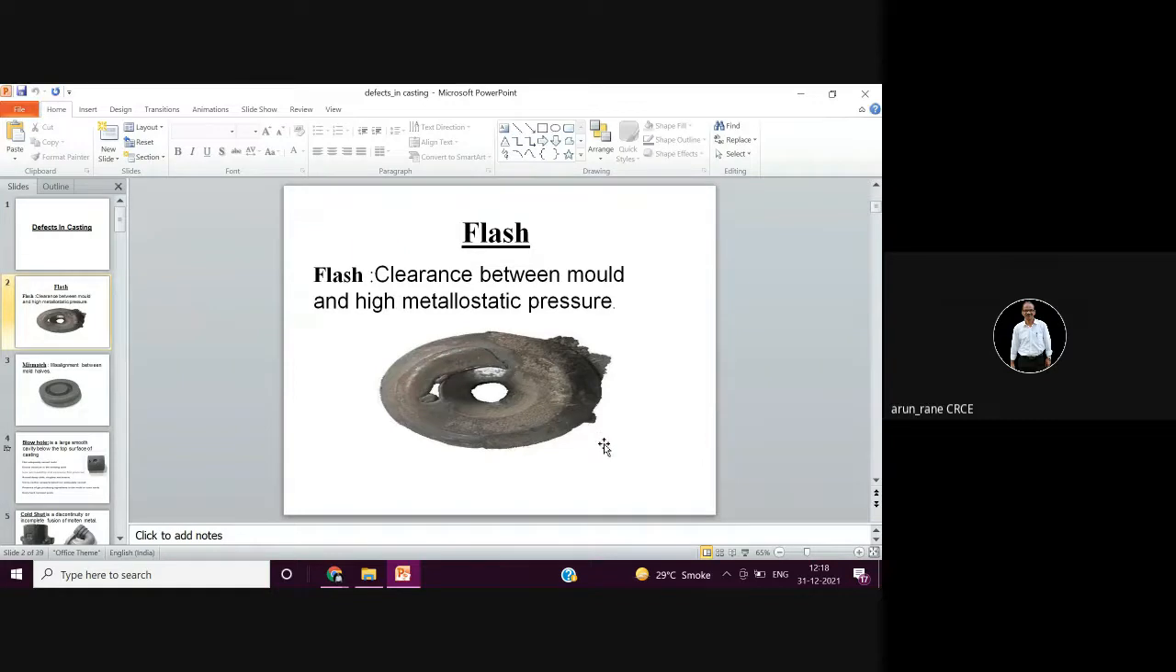The material which is coming out, and generally the flash will occur at the parting line. Parting line matlab, see, whenever you are starting the design of the mold, the very first thing is that you have to decide upon the parting line. And parting line should be as simple as possible. Generally, it is better to have parting line in one plane, simple flat. Should not be zigzag. That makes mold complicated.